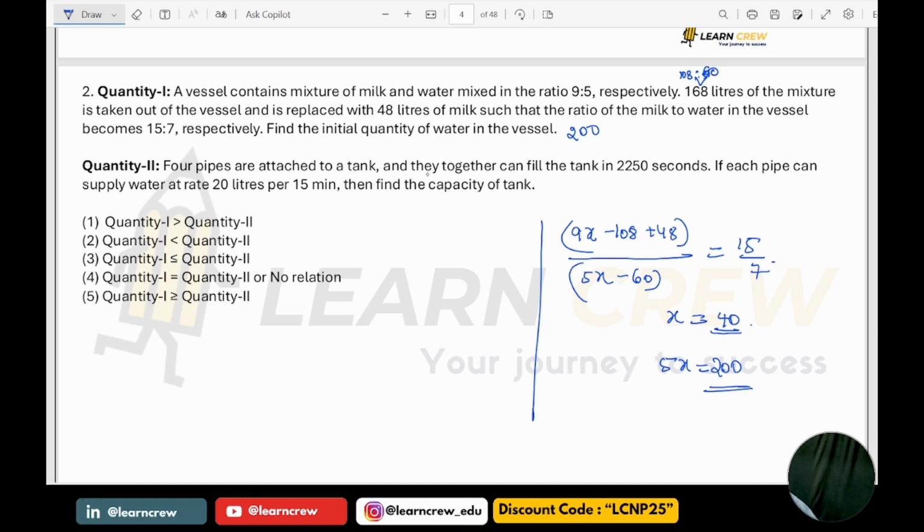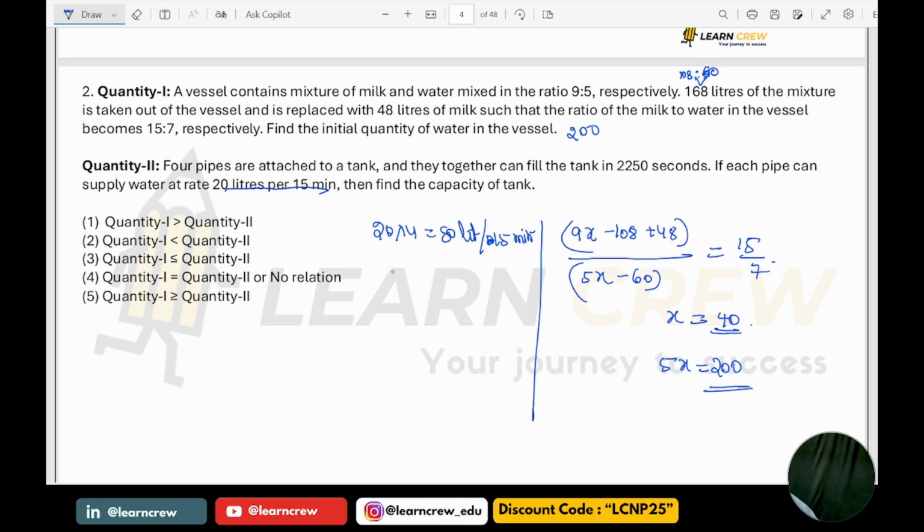4 pipes are attached to a tank and together they can fill the tank in 2250 seconds. If each pipe can supply water at the rate of 20 liters per 15 minutes, then find the capacity of the tank. So the supplying capacity of each pipe is 20 liters per 15 minutes. When 4 such pipes are connected, 20 into 4, 80 liters per 15 minutes.